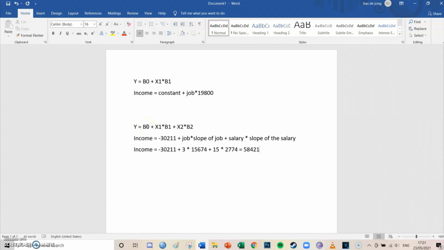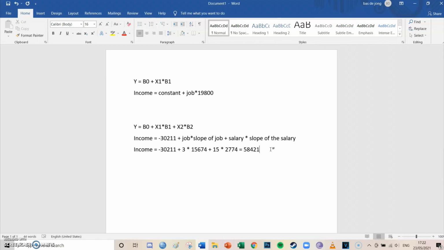And then you can fill in the formula with B0 being the constant, so the intercept of the independent variables, Y being the dependent variable, X1 being the value of the first independent variable, B1 being the slope of the first independent variable, plus the value of the second independent variable times the slope of the second independent variable. And if you then insert that in a nice line and use your calculator, then you will get to an income of 58,421.